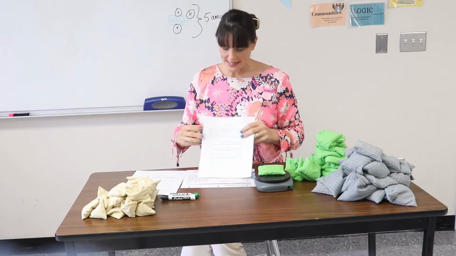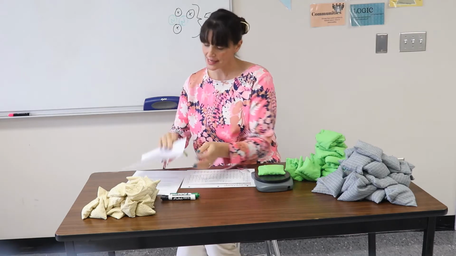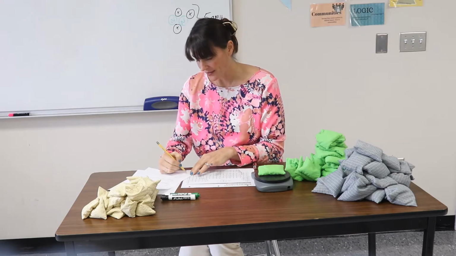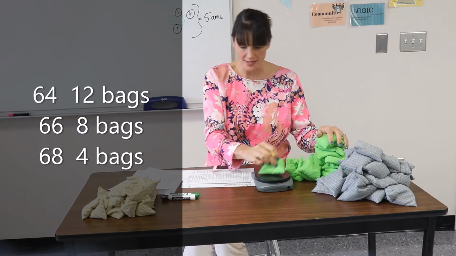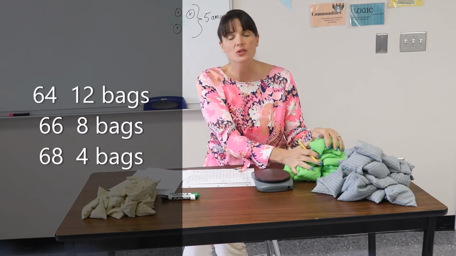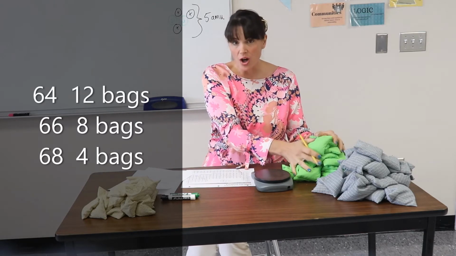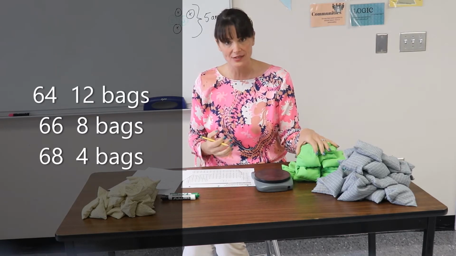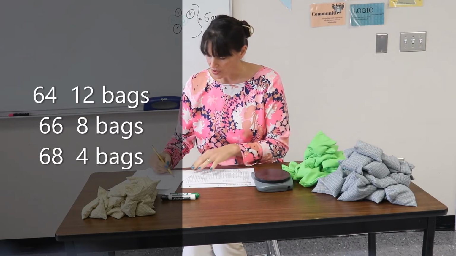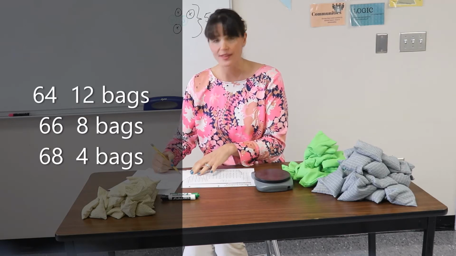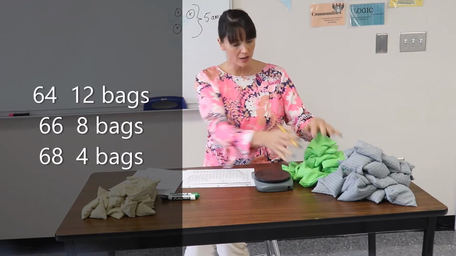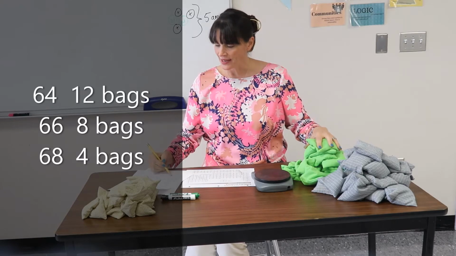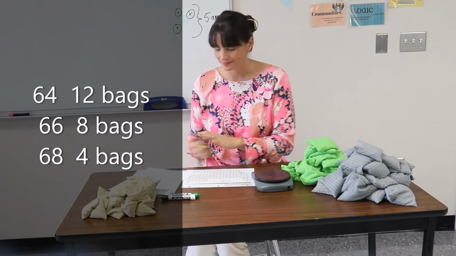So I have mine listed here. I have my lists of 64s. It looks like I have 1, 2, 3, 4, 5, 6, 7, 8, 9, 10, 11, 12 of these are 64. Now remember, we had a total of 24. So about half of all of the atoms that I have represented here have a mass of 64. But then 1, 2, 3, 4, 5, 6, 7, 8 of them, so about a third of all of the atoms are 66. And then 4 of them are 68.